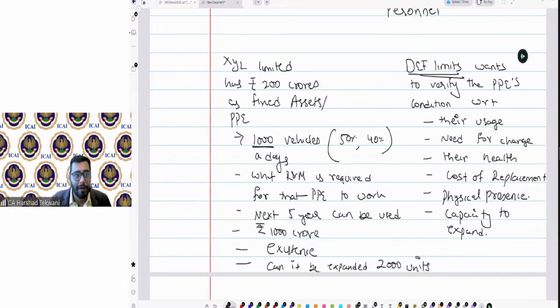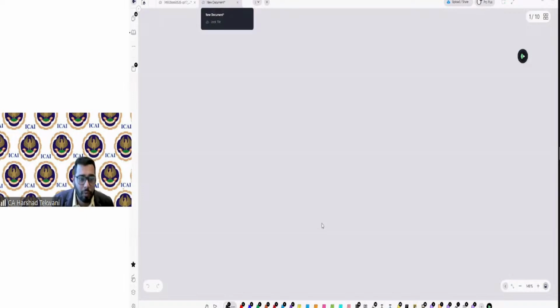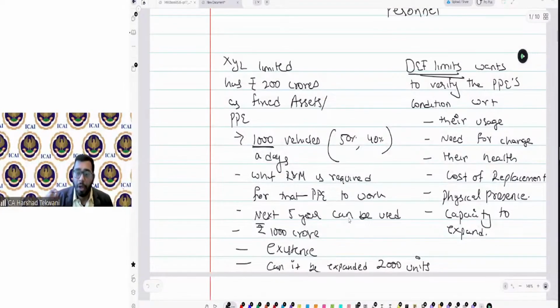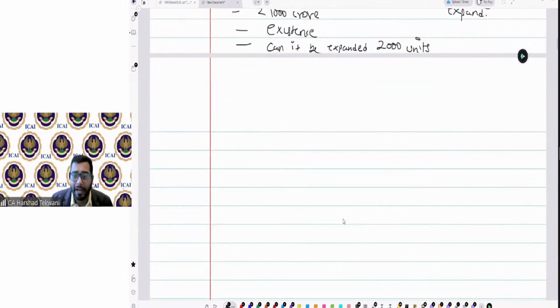Now this is just one part. We were talking about commercial and operational due diligence. This is one such part of commercial due diligence. Now it can again be market-based due diligence, marketing related due diligence. For example, market slash competition due diligence can also be there as a part of commercial. What is verified in this? Like who are the competitors?